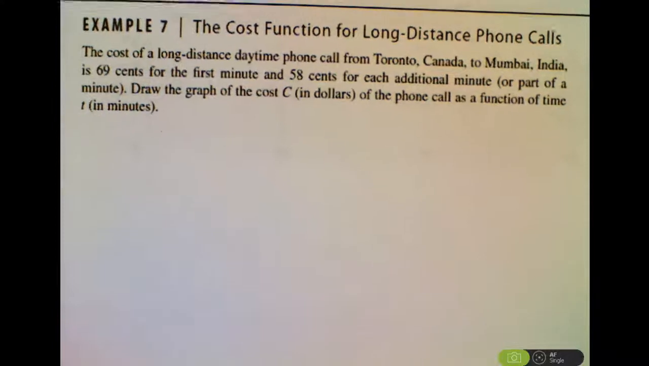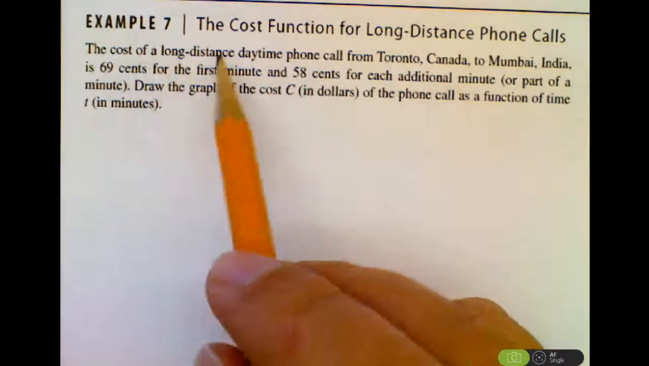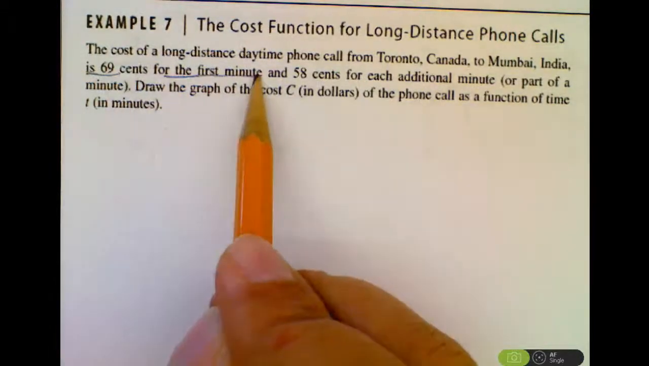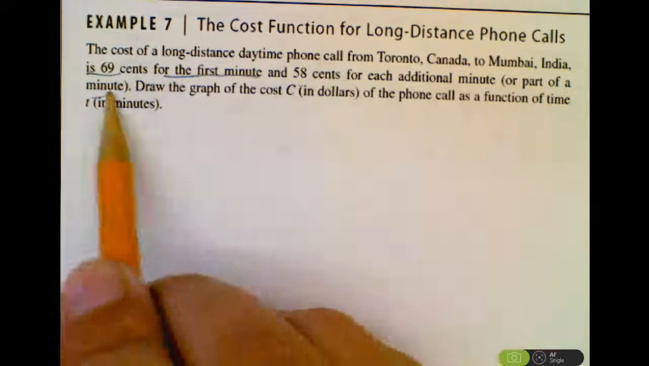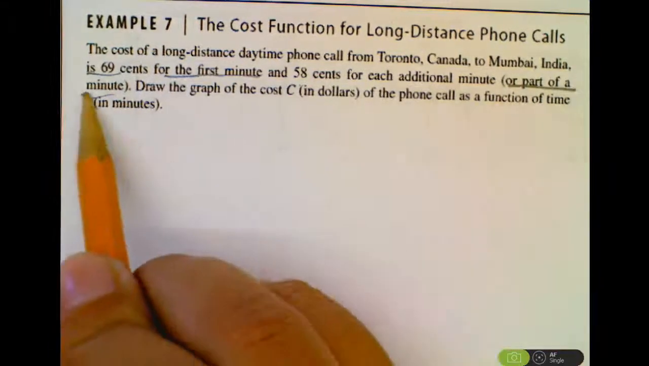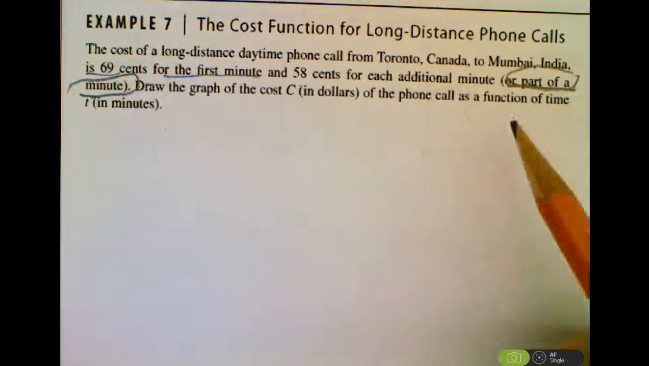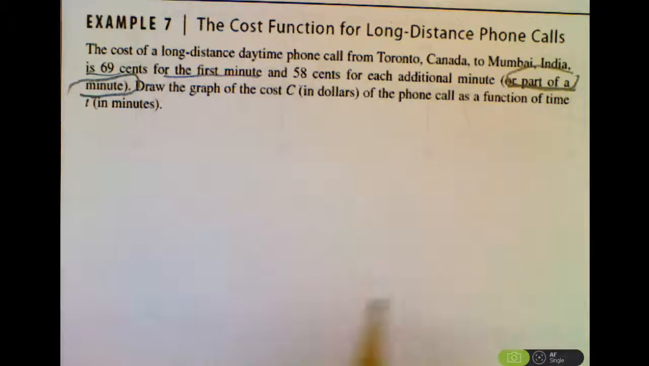And so in example 7, we have to graph this function, and it says the cost of a long distance phone call is 69 cents for the first minute, and then 58 cents for each additional minute or part of a minute. So this part right here in the problem is an indication that we're using a step function to graph this, and it's not going to be a straight line, it's going to be little pieces.